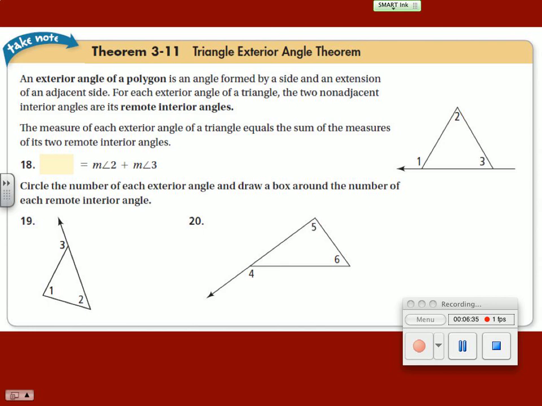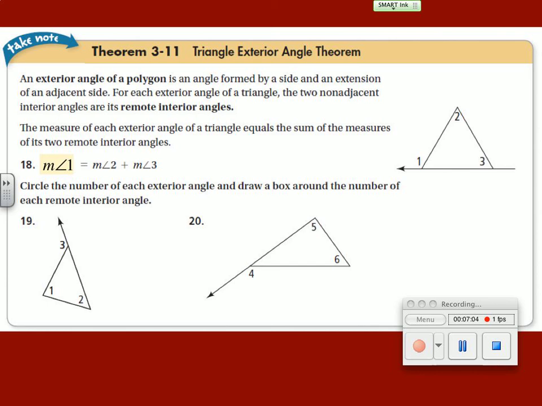So the measure of each exterior angle of a triangle equals the sum of the measures of its two remote interior angles. This is Theorem 3.11. So the measure of angle 1 equals the measure of angle 2 plus the measure of angle 3. Now we're going to circle the number of each exterior angle and draw a box around the number of each remote interior angle. Go ahead and do that. I'll give you a few seconds.